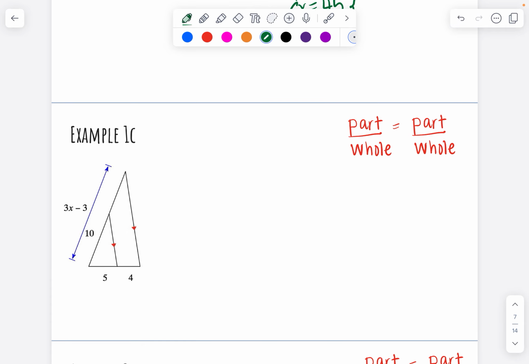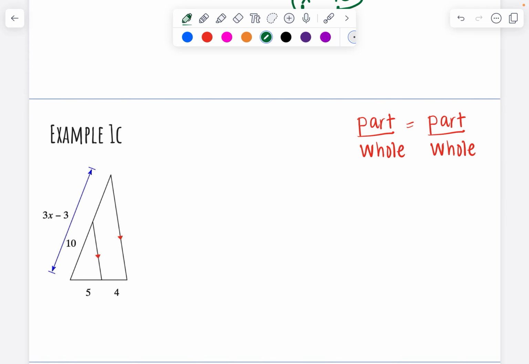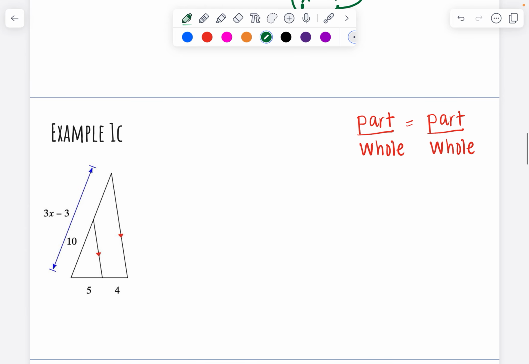Let's look at another one. As you see, we're going to be using part over whole on this one, and let's see why. We're looking for x, which is part of the whole side, or x is in the whole side. Here they're telling me that that whole side is 3x minus 3. That's how I know that I'm going to be using part over whole equals part over whole.